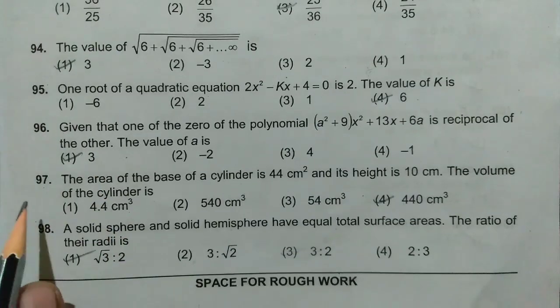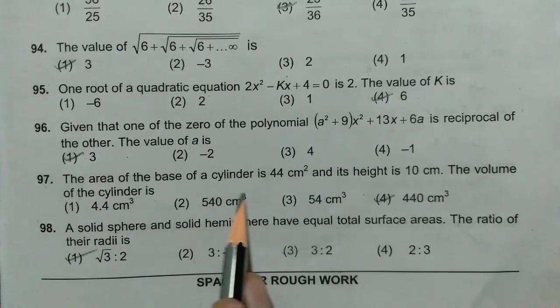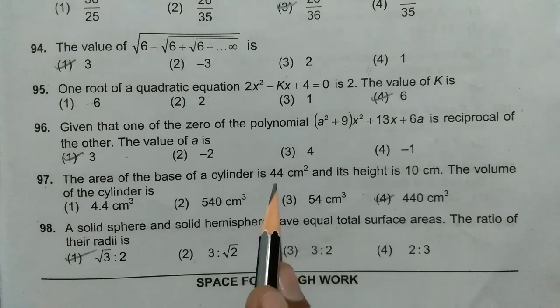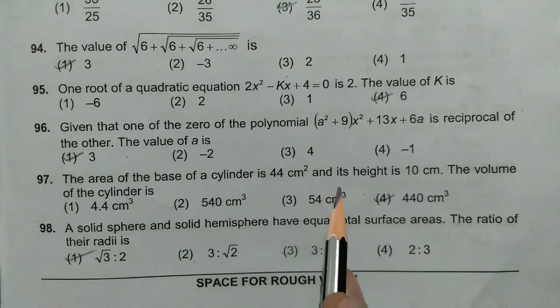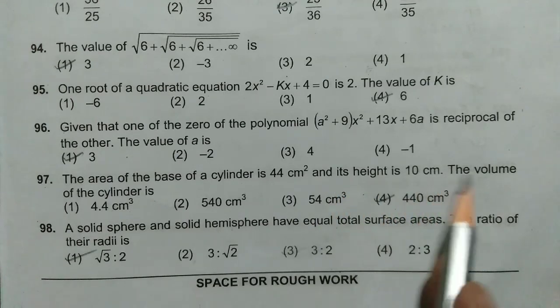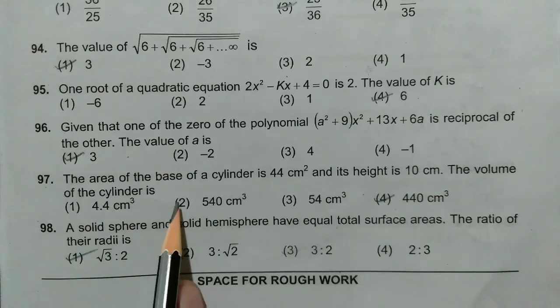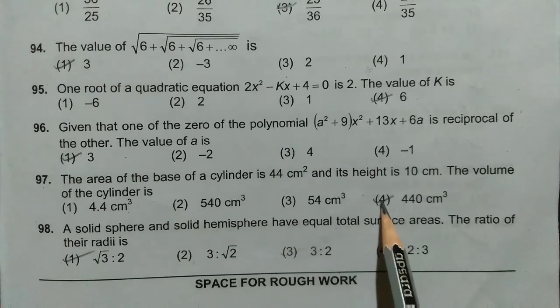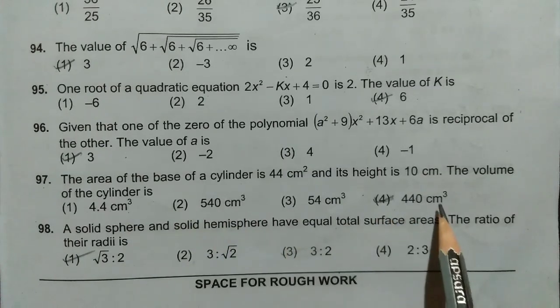97: the area of the base of the cylinder is 44. Here the cylinder base area is given, that is 44 centimeter square, and its height is 10 centimeter. What is the volume of the cylinder? This is the question. The correct answer is 440 centimeter cube.